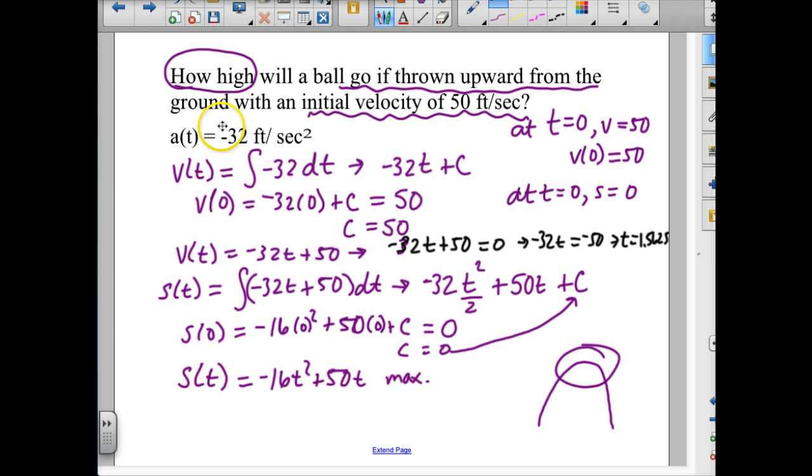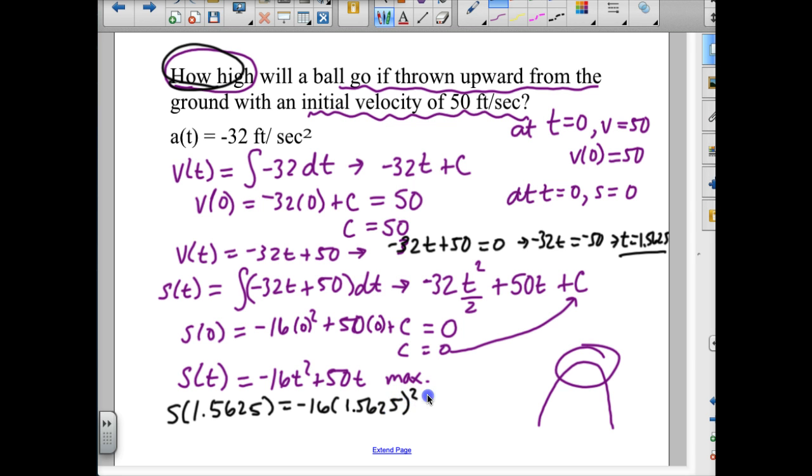I want the position, how high. I didn't ask when will the ball reach its maximum or when will the ball be at its highest point. If the question said that, then I would answer at 1.5625 seconds. But I want to know how high. So I plug in that 1.5625 into the position function.